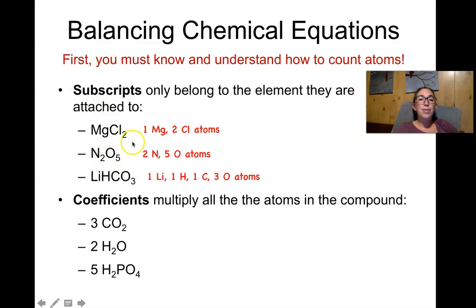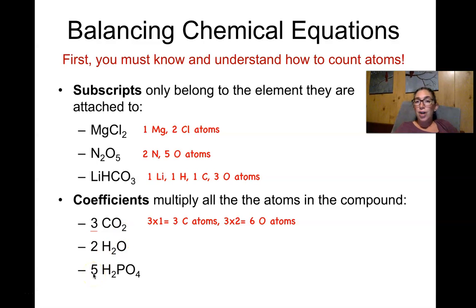Okay, so subscripts only multiply the element they're attached to. Coefficients, the numbers in front, actually multiply all the atoms in the compound. So if you have 3 carbon dioxide CO2 molecules, then you have 3 times 1 carbon, which is 3 carbons, and 3 times 2 oxygens, which is a total of 6 oxygen atoms.